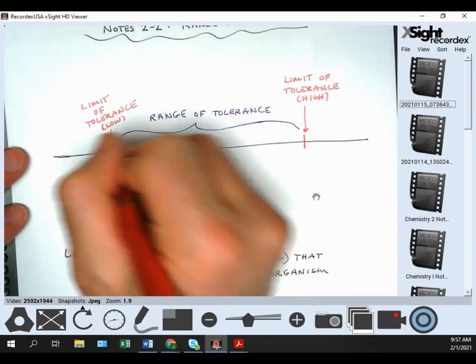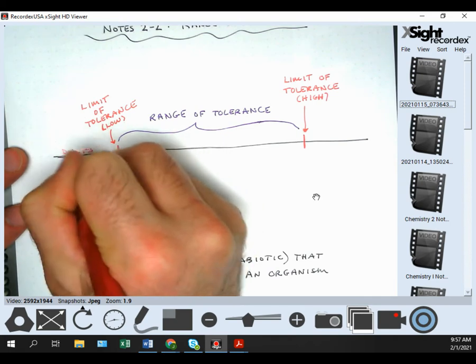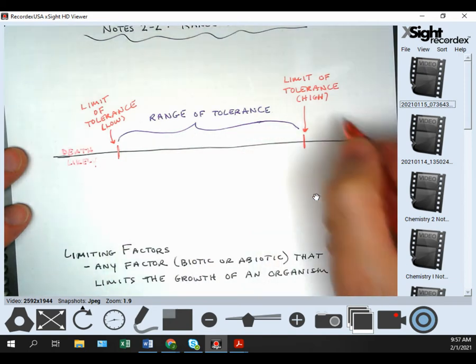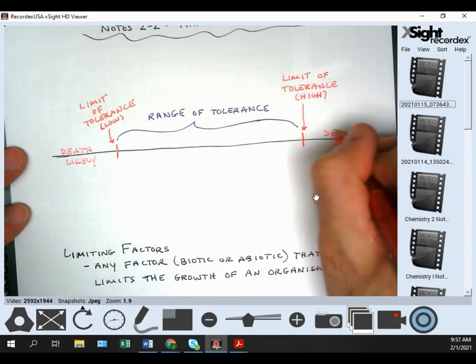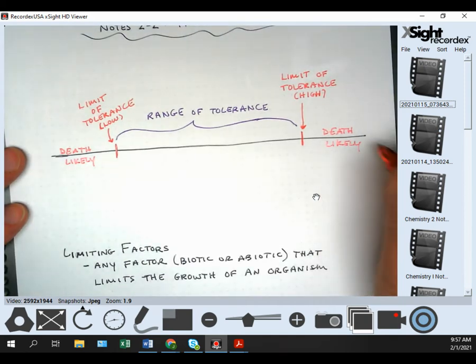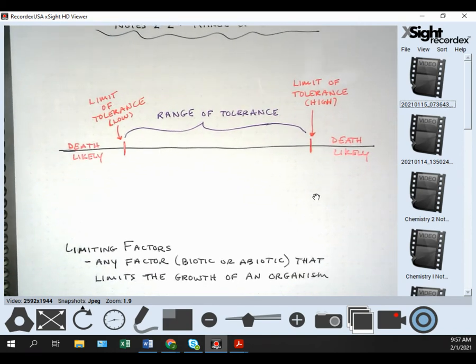So down here, death is likely. Same thing above here. Death likely. Okay. If whatever the limiting factor is, so again, if we're talking about temperature, if the temperature goes below or above the limit of tolerance for that organism, for that species or whatever, it's most likely that the organism is going to die.